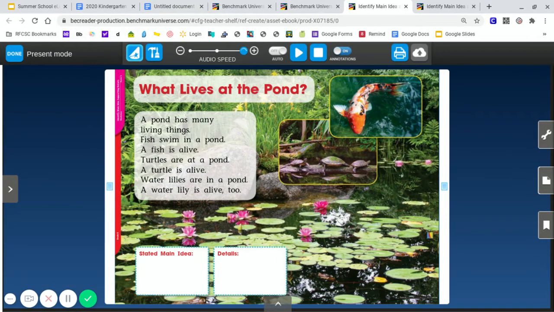And I want you at the end to tell me what you think the main idea is, and then we'll find the sentence that kind of matches it. Are you ready? Let's go.